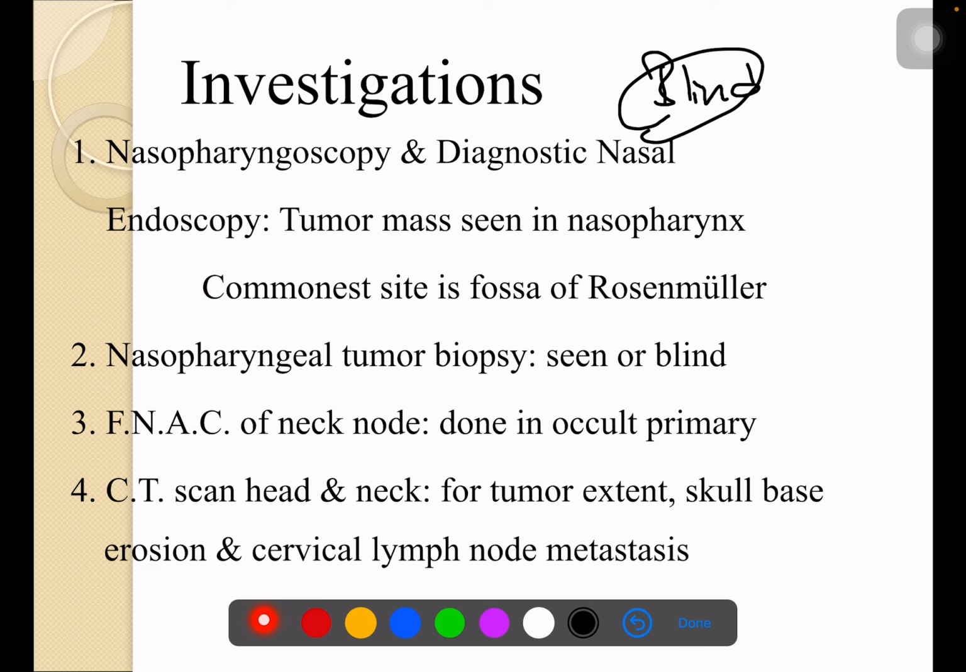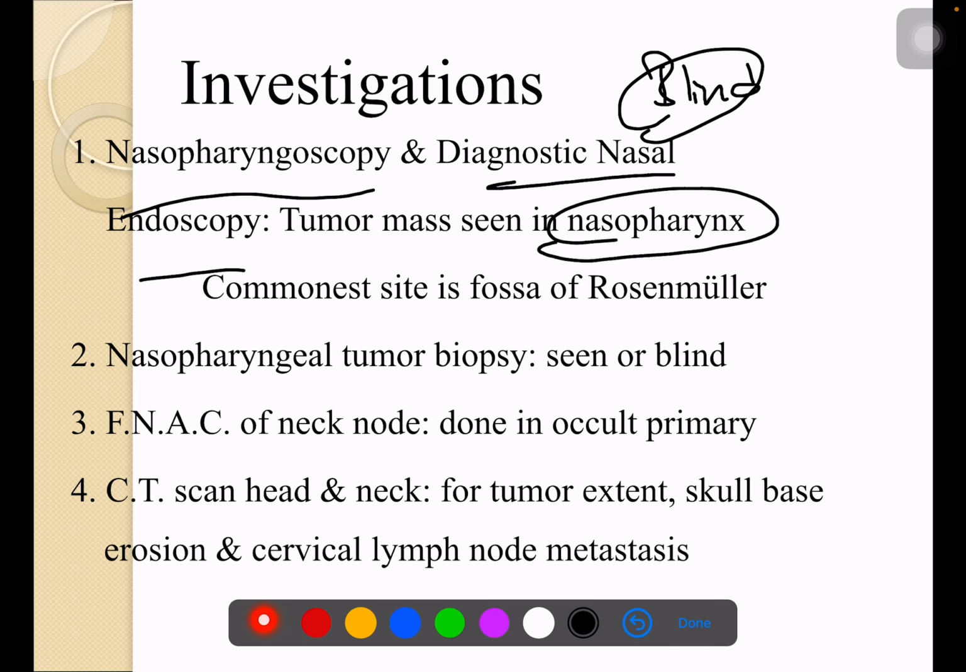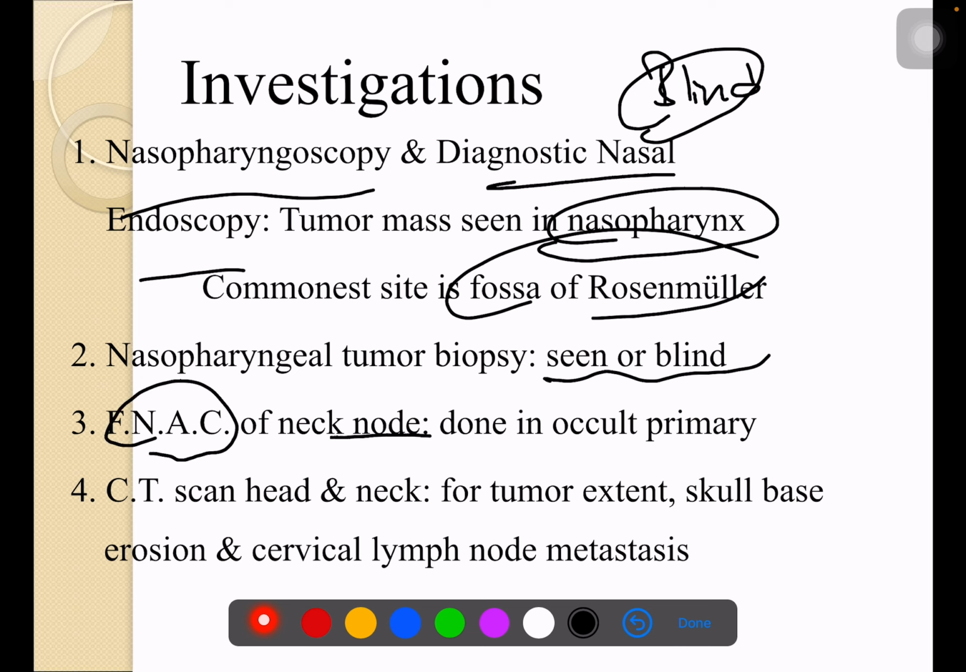Next, you can go for a blind biopsy if in case you are not seeing any mass. If you see a mass, it's good enough. You can go for posterior rhinoscopy examination. You can go for direct nasopharyngeal examination, nasopharyngoscopy, nasal endoscopy. Tumor mass is seen in the nasopharynx. Common site is the fossa of Rosenmuller. Nasopharyngeal tumor biopsy can be taken or blind biopsy. FNAC can be taken from the involved node, okay, and CT scan head and neck.